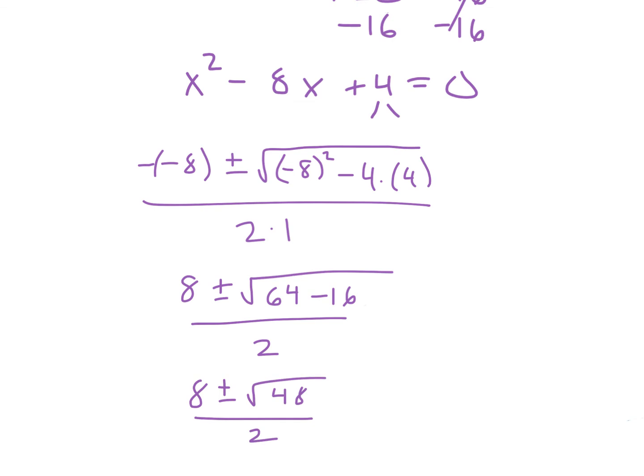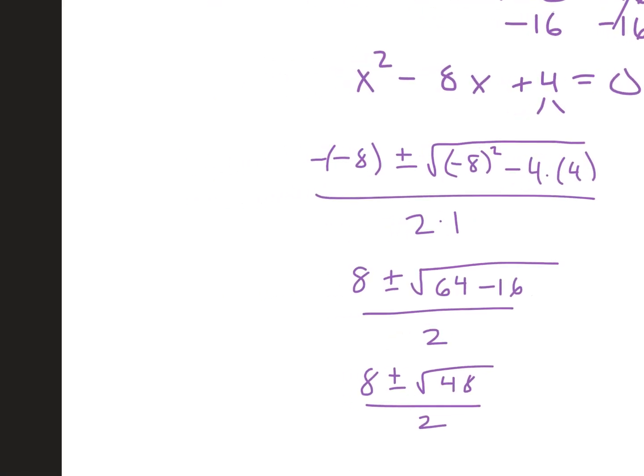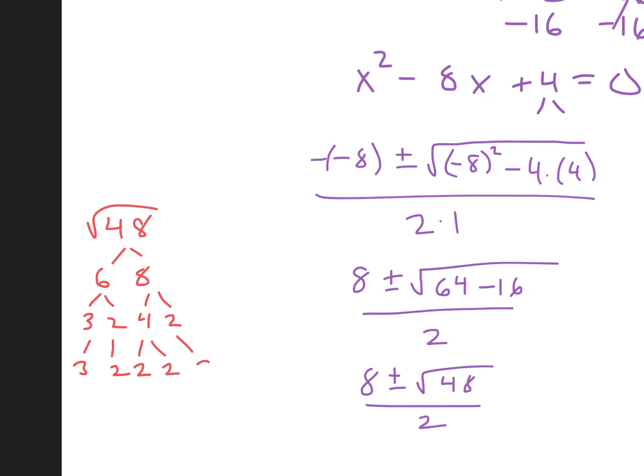48 over 2. Now let's see if we can simplify the square root of 48. What are two factors of 48? 8 and 6. And then two factors of 6? 3 and 2. And two factors of 8? 4 and 2. And then two factors of 4? 2 and 2. We circle groups of 2.